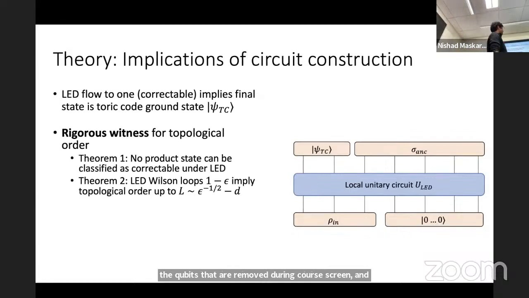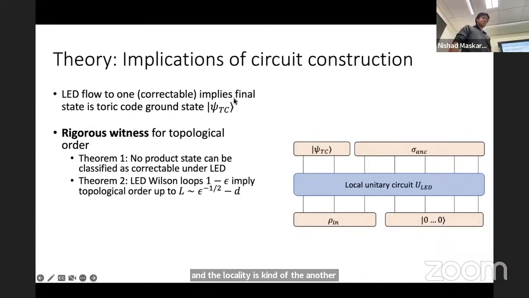And the fact that you have this local unitary circuit connecting the input state to the output state allows us to make the following statements. First, we can prove pretty straightforwardly that no product state can be classified as correctable under LED. So there's no input state that is locally connected to a product state that would flow to 1 under this type of procedure. And the locality is kind of the key ingredient there.